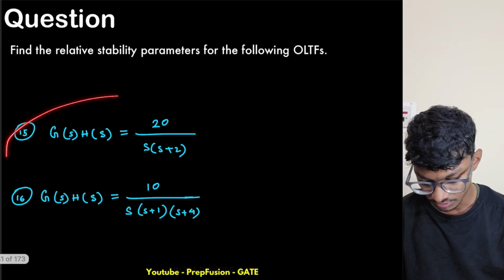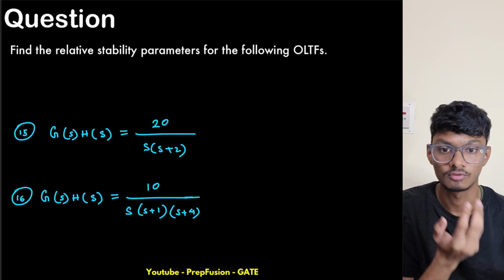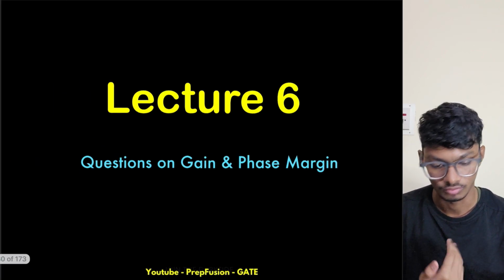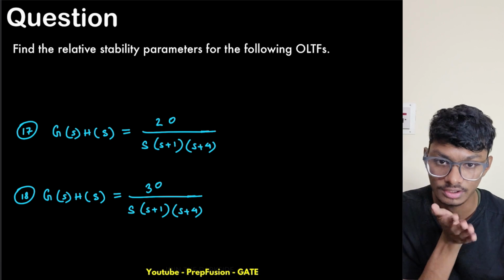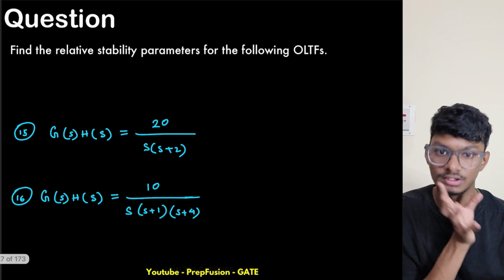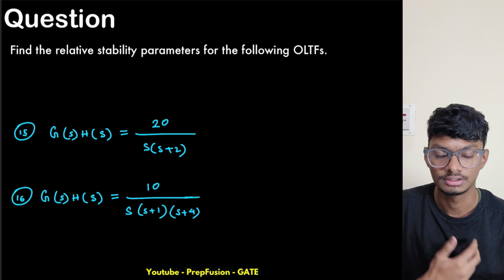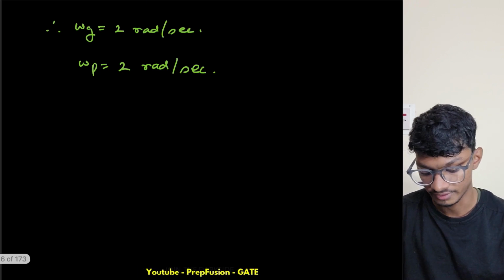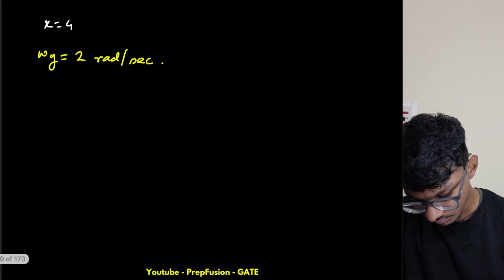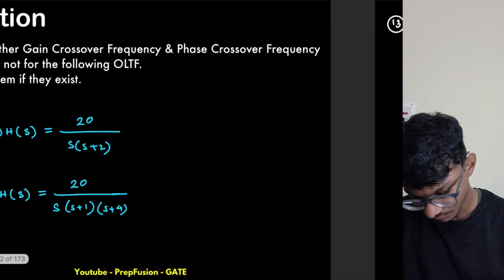This is the first question where we have to find the relative stability parameters. This is the same question for which I found the gain crossover frequency and the phase crossover frequency, so I will copy it right here. I won't calculate again, because I need the gain crossover frequency and the phase crossover frequency to calculate the gain margin and phase margin. Graphically, I told you how we can find them. Now how can we find them analytically, in written format, without the graph? This was that question.